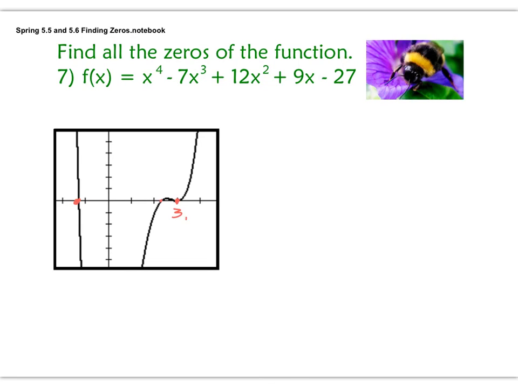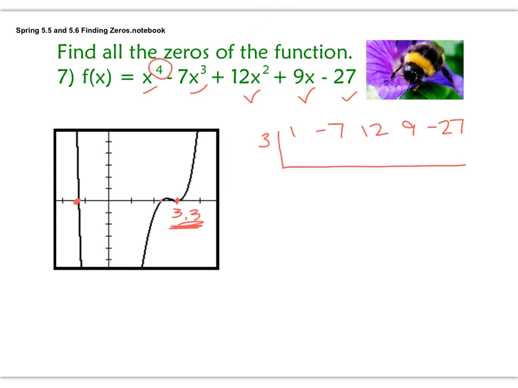It bounced, so that answer actually shows up twice. All right, knowing this has 4 answers, and I have 2 of them, I should be able to get this down to an x squared. All right, let's double check: x to the 4th, x to the 3rd, x squared, x to the 1st, constant. Everything's there, nothing's missing. So setting up our synthetic, we have 1, -7, 12, 9, and -27.